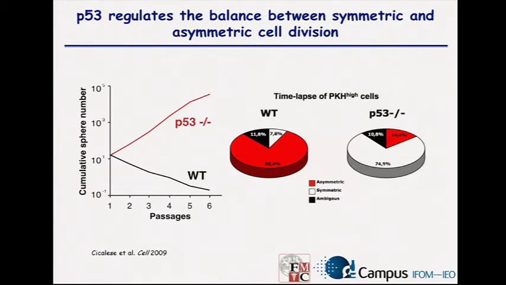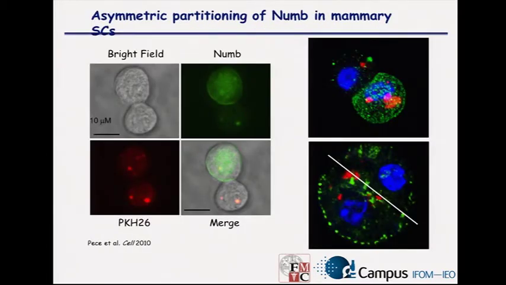And so this is pretty simple. If you take a mouse and do mammosphere culture, so if you count stem cells, as I told you, in the wild type, you will see that slowly they tend to die, while in the p53 minus strain, you see that they grow exponentially, so they become immortalized, and actually there is a dramatic skewing from asymmetric to symmetric division, counted with that methodology, which I showed you before. Well, what about NAM?